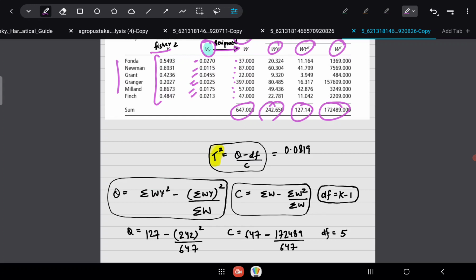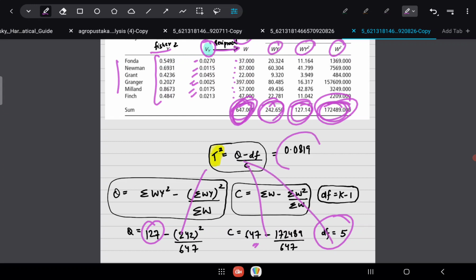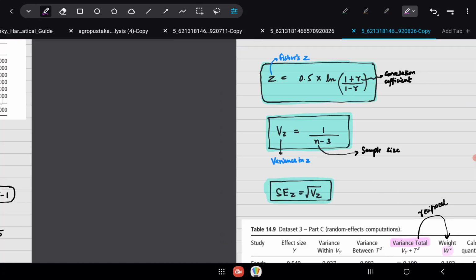So the wy square sum will be 127. The sum of wy here, 242, squared, divided by sum of w, which is 647. For C you need sum of w, that is 647, minus sum of w square. So w square sum is 172,489 divided by sum of w, which is 647. And what is degree of freedom? It is 5, number of studies minus 1. So now you can put everything into this and you will get the between study variance 0.0819, which is same for all the studies.